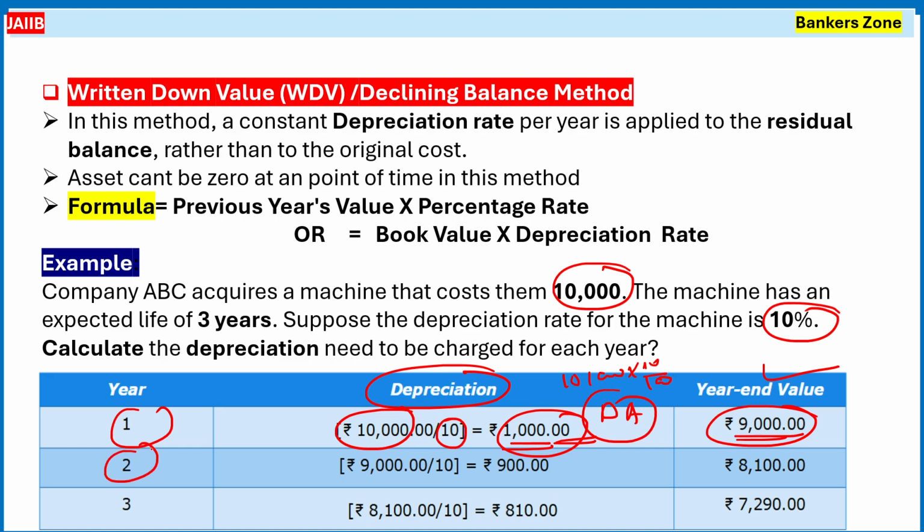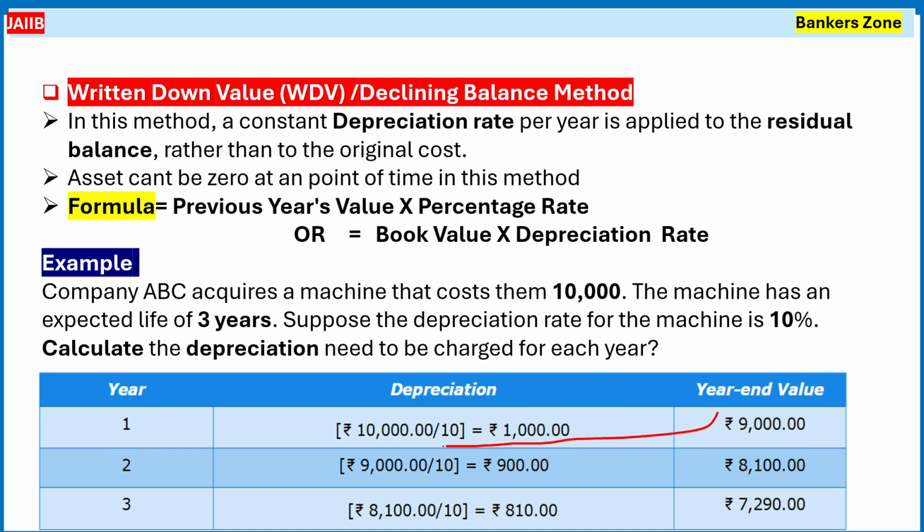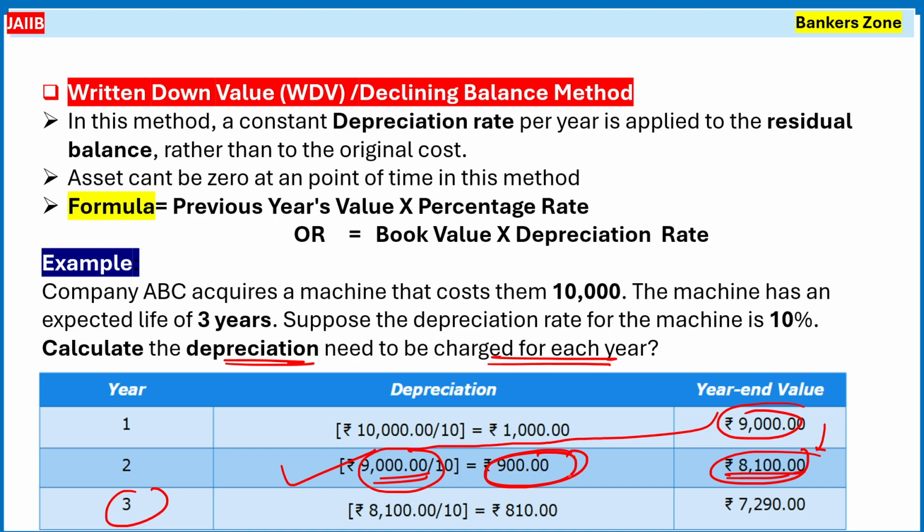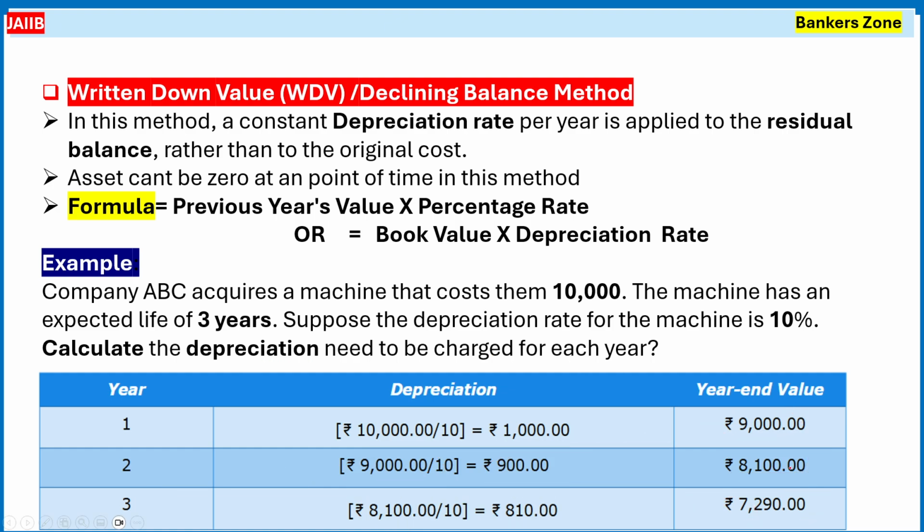For the second year, we start with the previous year's book value. So 9,000 is the beginning value. 10% of 9,000 is 900. So 9,000 minus 900, the remaining value will be 8100. What they have asked is the depreciation to be charged for each year. For the third year, the remaining value is 8100. 10% of it is simply 810. So the remaining value will be 8100 minus 810, that is 7290.